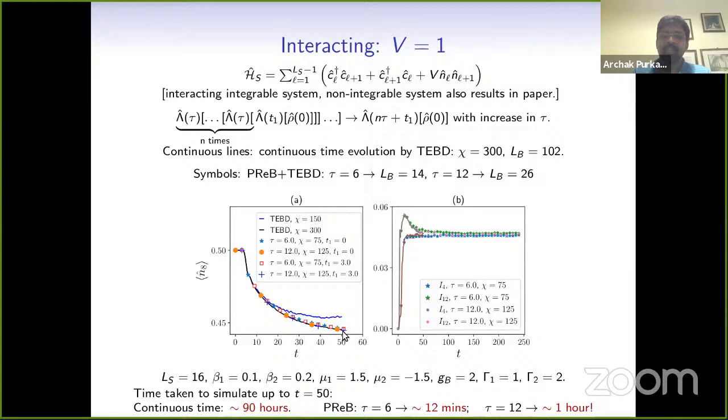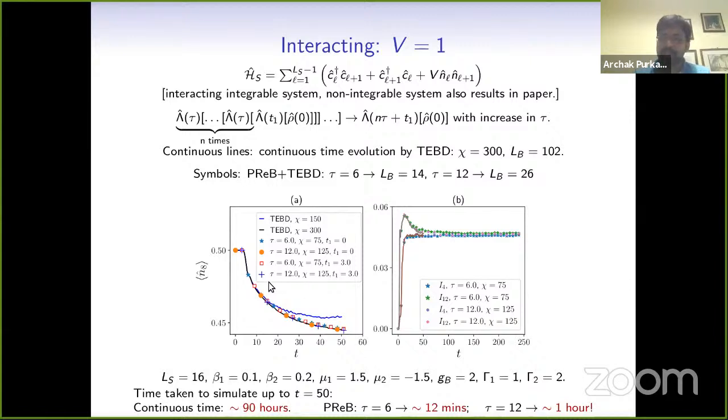Again, this continuous line we have for chi equals 150 and then chi equals 300. You can see a similar story, the convergence on the right hand side. On the left hand side we have plotted tau equals 6 and tau equals 12, with t1 equals 0 and t1 equals 3. You see that these fall on top of the continuous line already, and the tau equals 6 and tau equals 12 results also fall on top of each other. Note that the bond dimension for tau equals 6 is 75 and for tau equals 12 is 125. This is just for convergence; we have looked for convergence and it has converged with these bond dimensions.